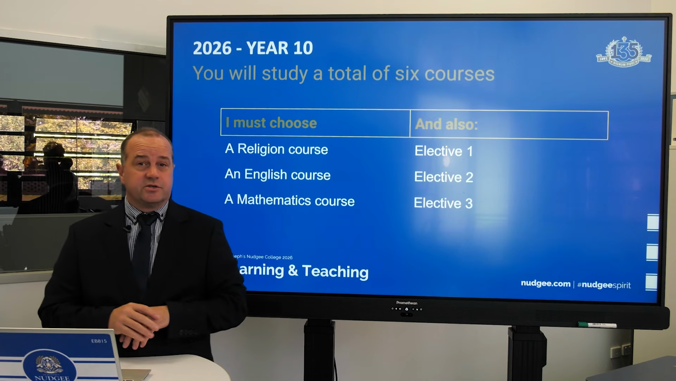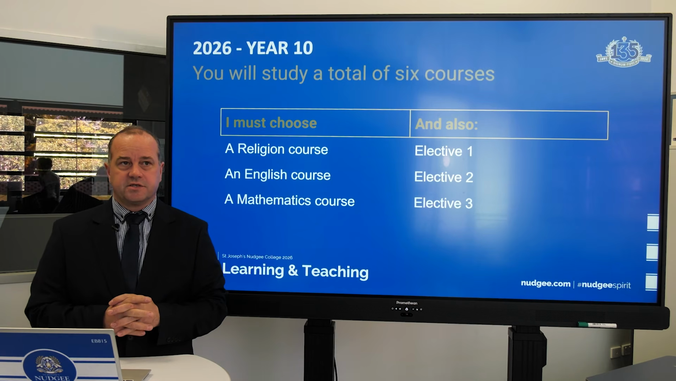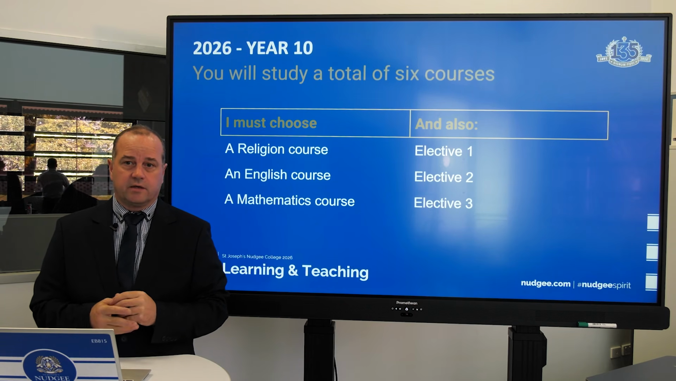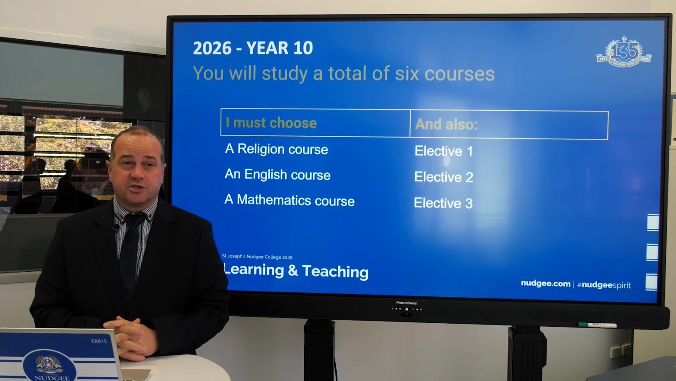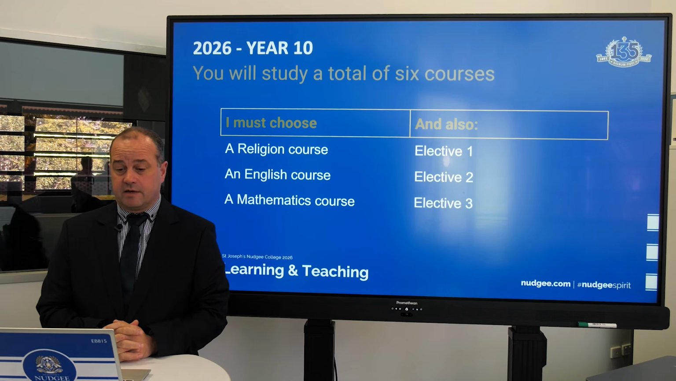So as I said, he gets to choose 3 electives. All our boys at Nudgee College will choose a religion, so for those boys who are really striving potentially to go on that university pathway, we really want them to give study of religion a try. An English course at minimum, a general English, if not literature, for those going on that ATAR pathway.